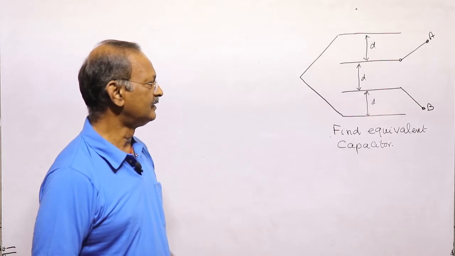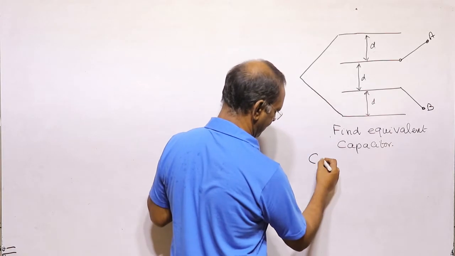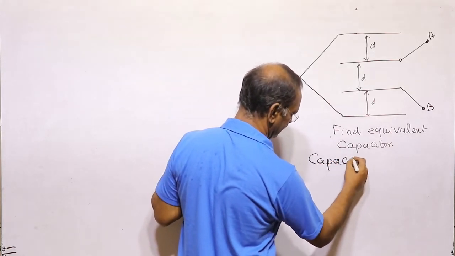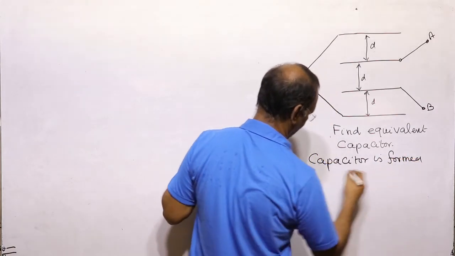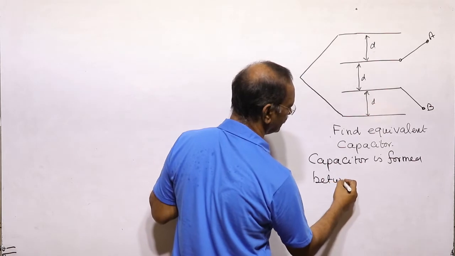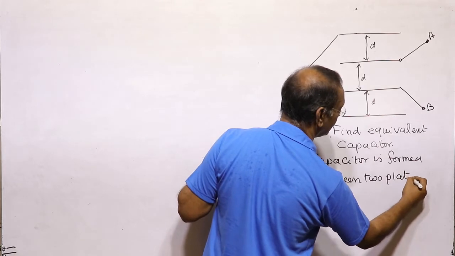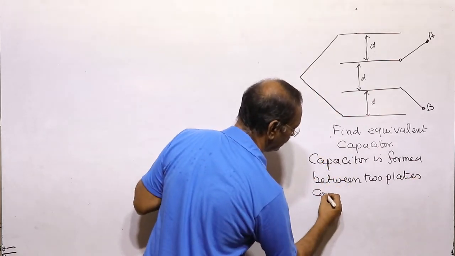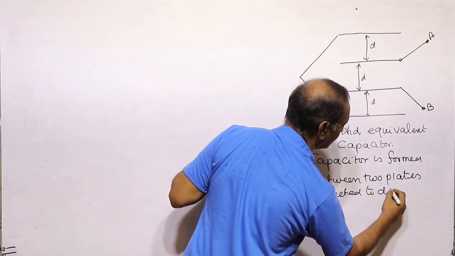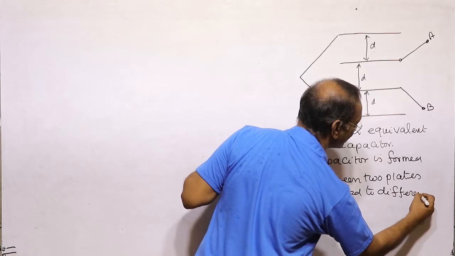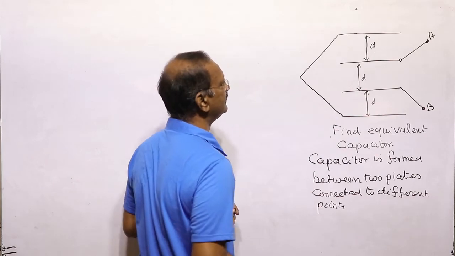Find the equivalent capacitance of the given diagram. See, a capacitor is formed between two plates, and the main thing is that they are connected to different points. Now let us give the names.